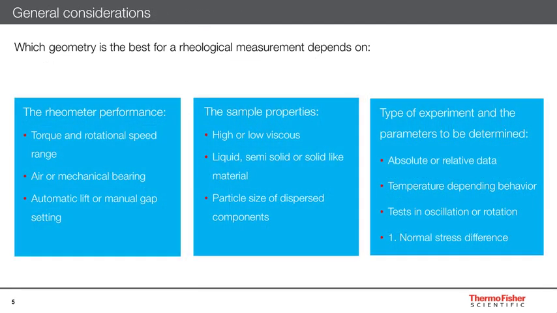Which geometry is the right for a specific rheological test depends on three things. First, the rheometer itself. What is the torque and rotational speed range of the instrument? Does it have a highly sensitive air bearing or a less sensitive mechanical bearing? And is the instrument equipped with an automatic lift, or does it require manual gap setting?